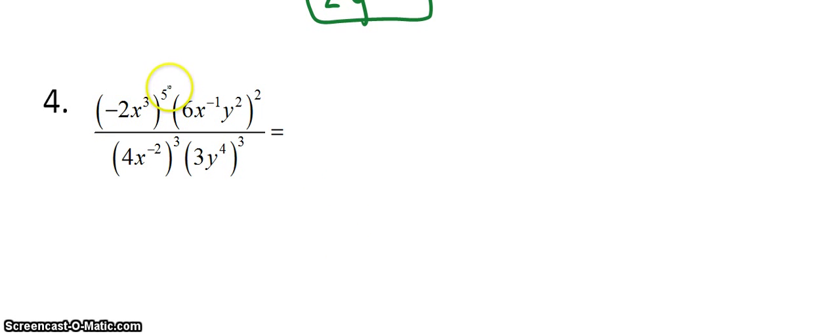But remember, exponent is repeated multiplication. So we're going to multiply all of this 5 times. We're going to multiply all of this 2 times, all of this 3 times. You get the idea. Okay, so anytime you have an exponent on the outside, you're going to distribute to every term on the inside. This 2 is its own term. This x to the 3rd is its own term. So what's the exponent on the 2?